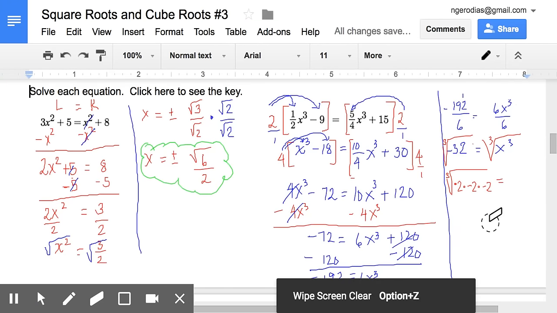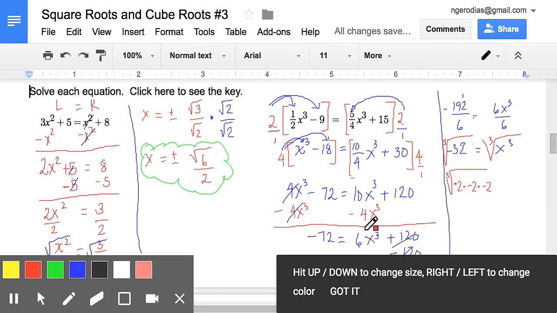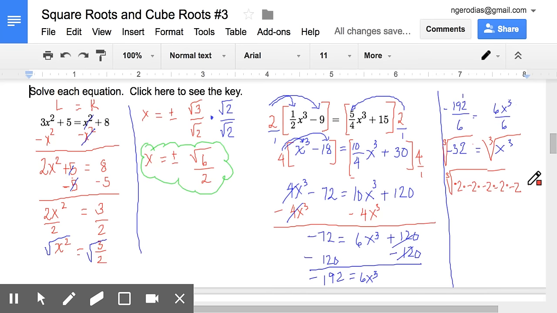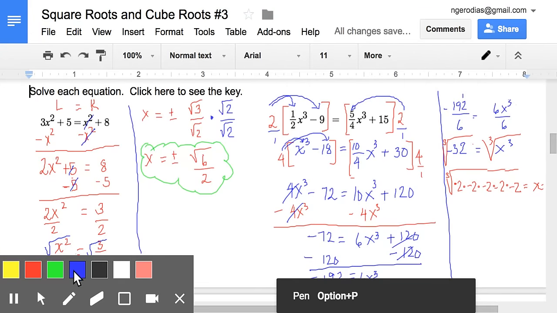times negative 2 times negative 2 equals x. So again, negative 2 times negative 2 is 4, times negative 2 is negative 8, times negative 2 is 16, times negative 2 is negative 32.